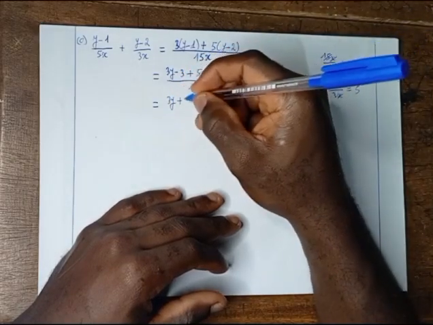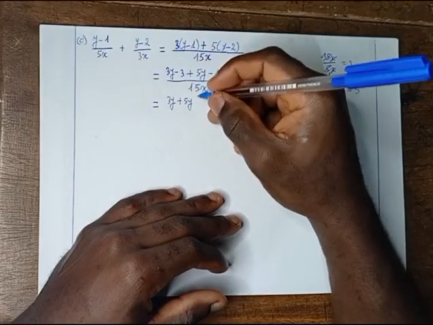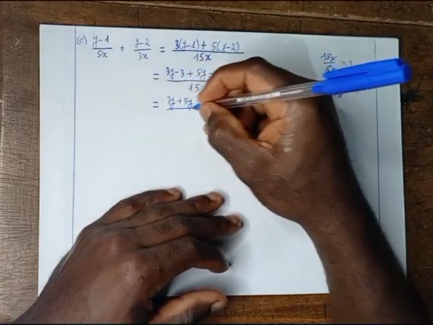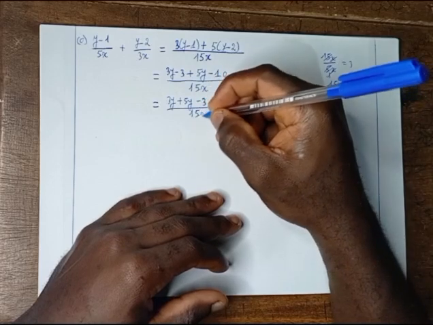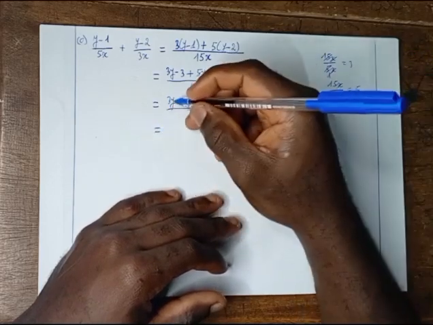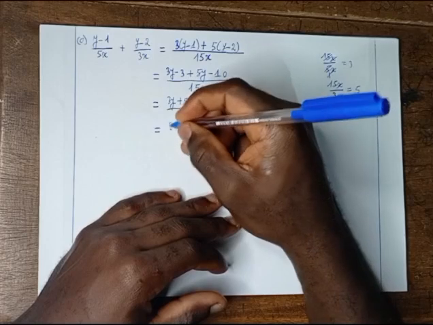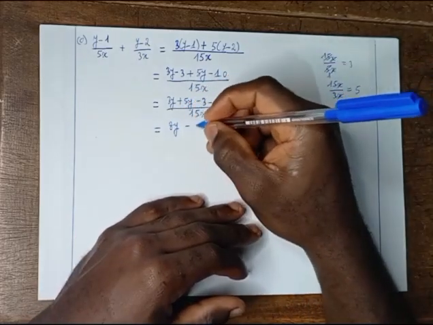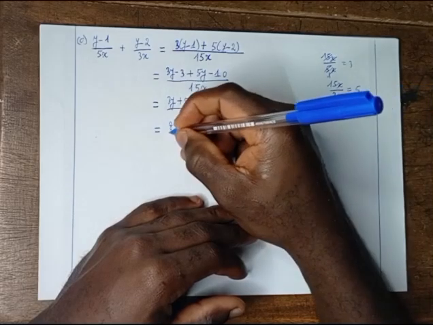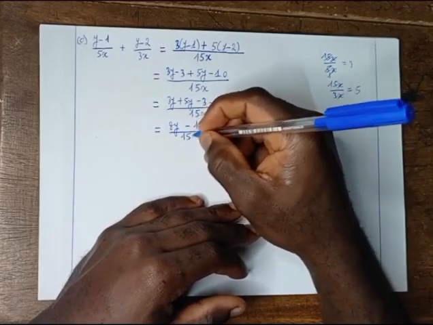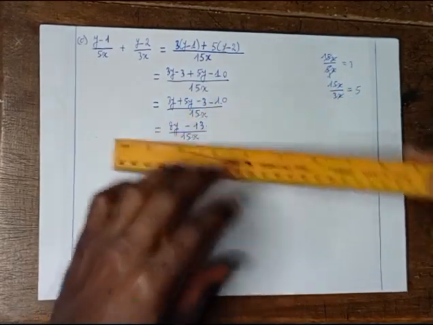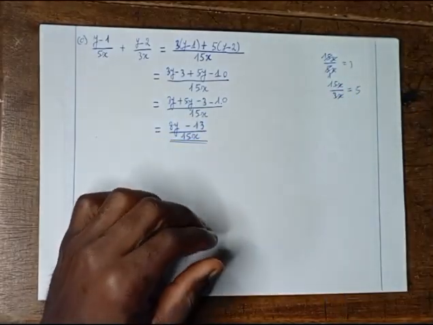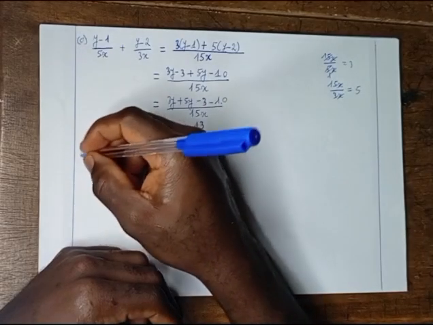3y plus 5y. Next, negative 3 minus 10, all over 15x. This will simply give us 3y plus 5y is equal to 8y. Negative 3 minus 10 is equal to negative 13, all over 15x. And this is the final answer. Next, now we go to question D.